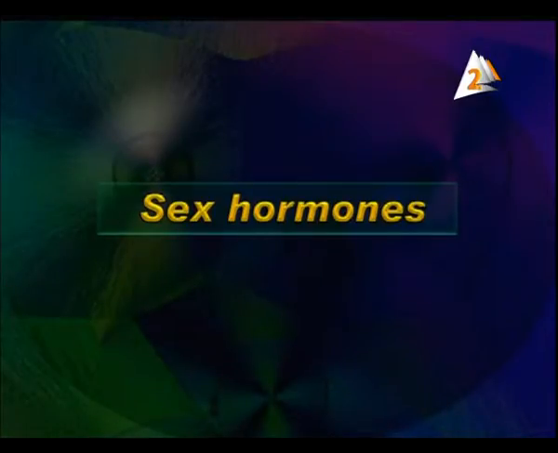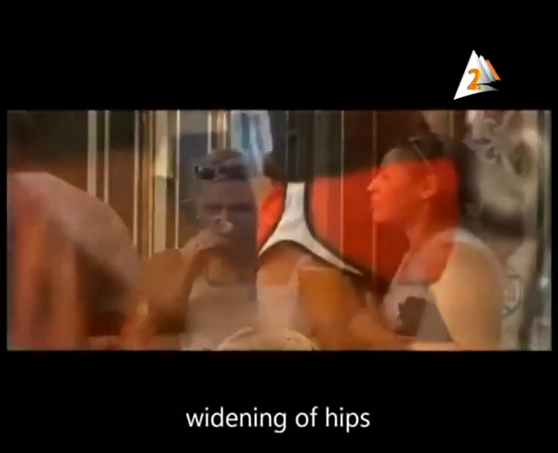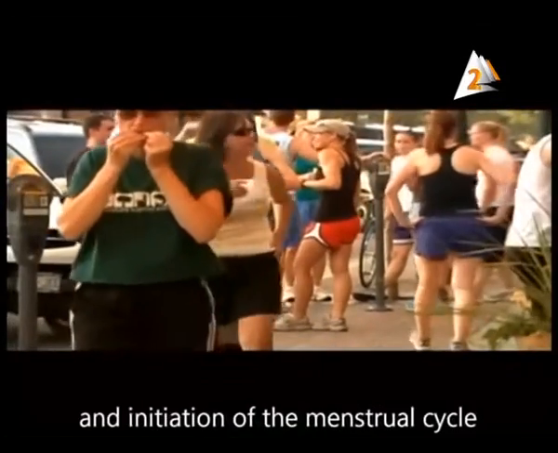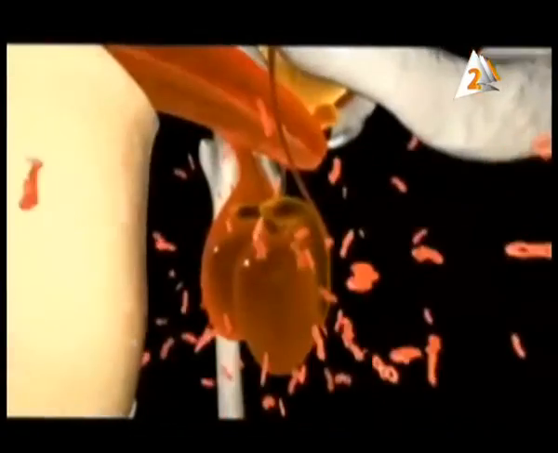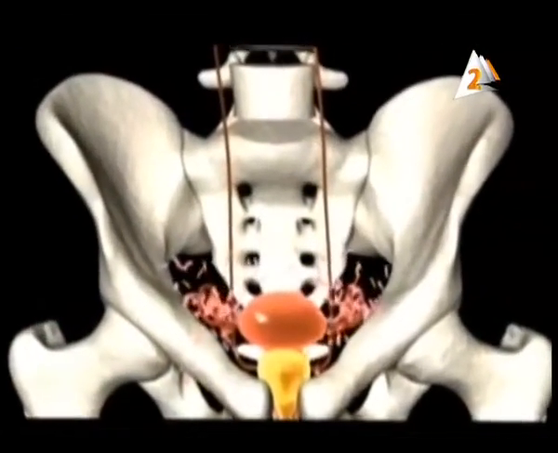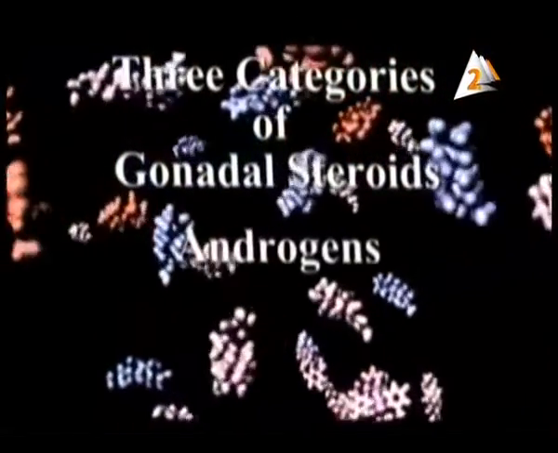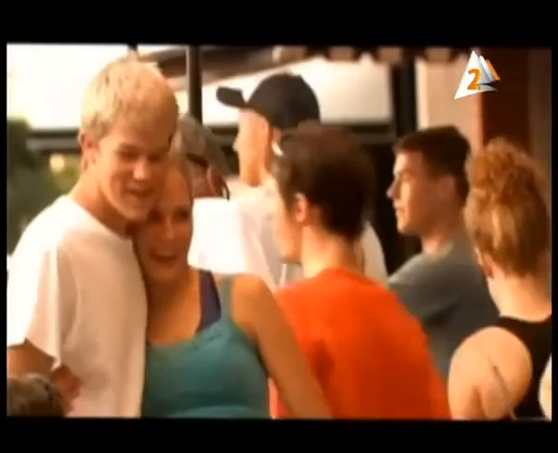Sex hormones. Although the main source of sex hormones are the testes in males and ovaries in females, these hormones are also secreted from the adrenal cortex. The male sex hormone is testosterone, and female sex hormones are estrogen and progesterone. You can observe the chemical structure now on the screen. Testosterone and progesterone and estrogen as well.